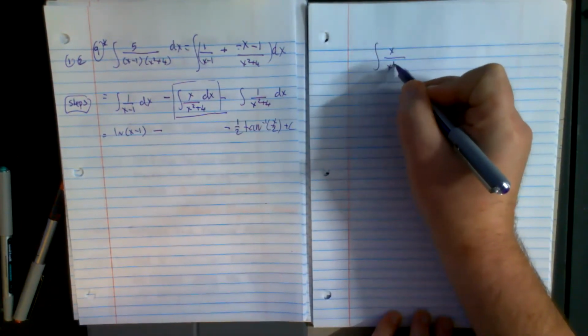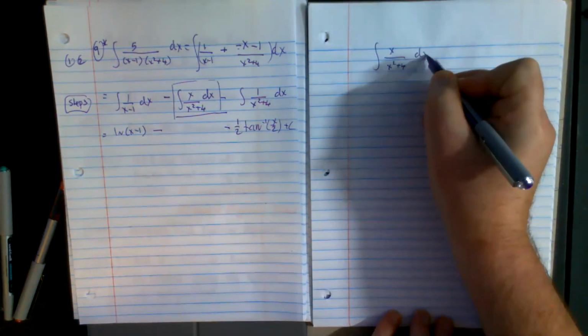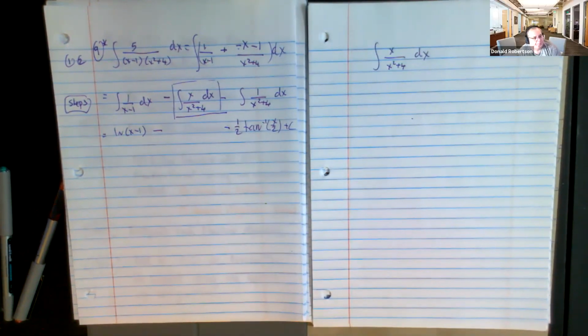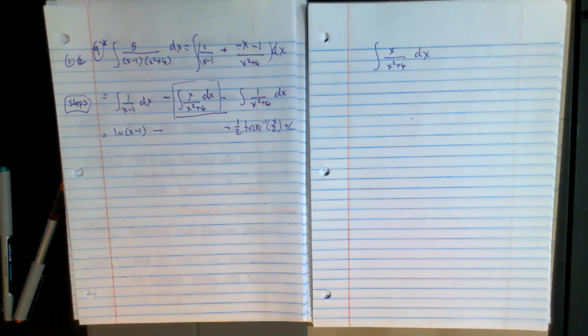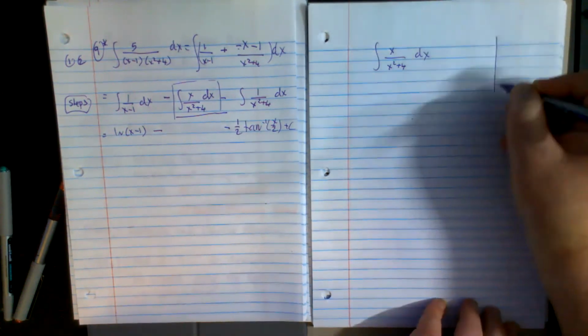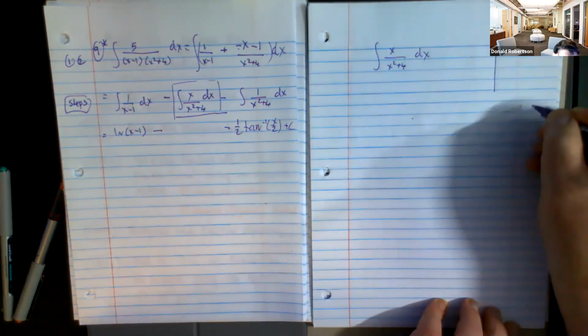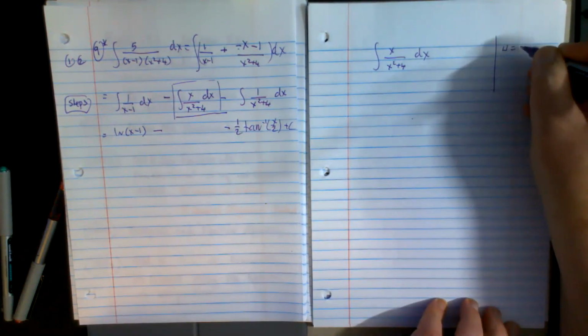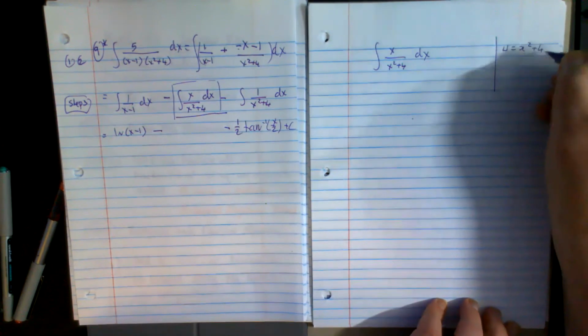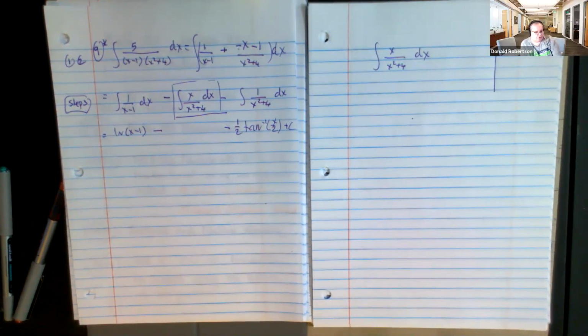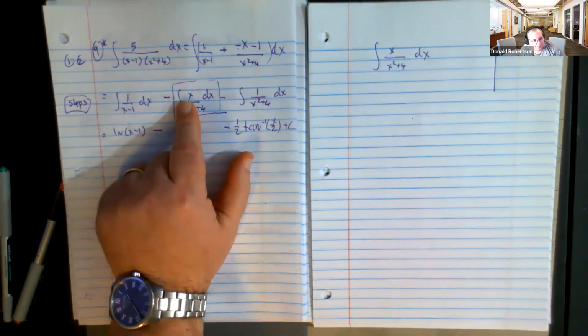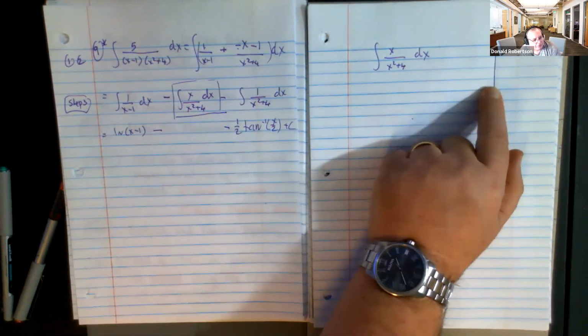How am I going to integrate that guy? U sub. Yeah. Who's the u sub going to be? x squared plus 4. That makes sense? U sub, denominator, x squared plus 4. So just when you thought you'd finished the question, darn it, you've got an extra bit of work to do.